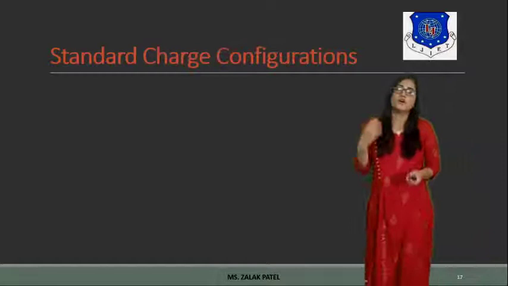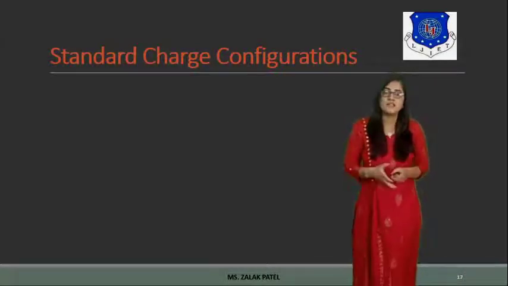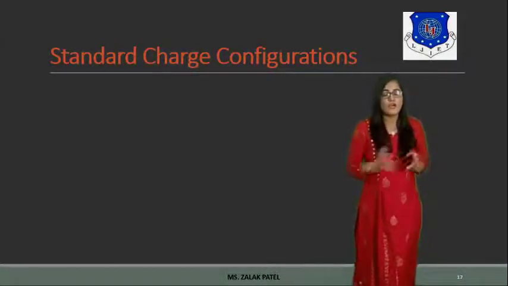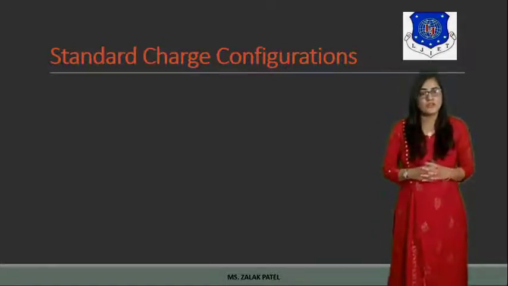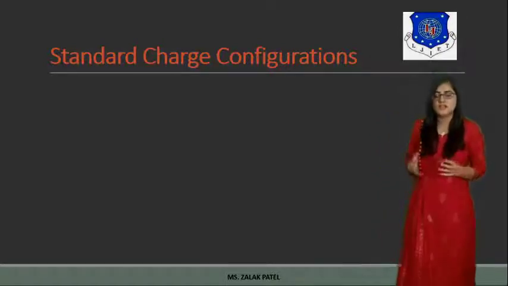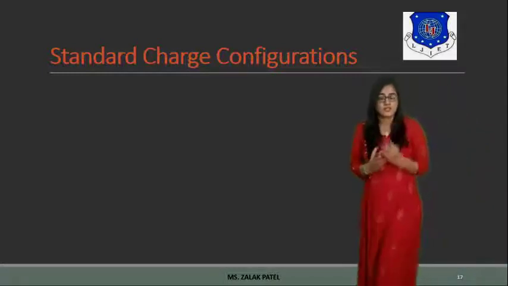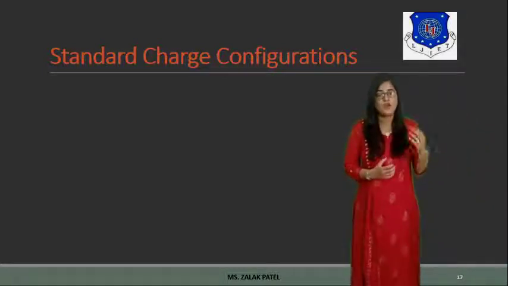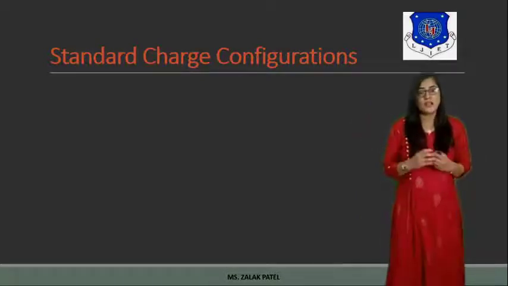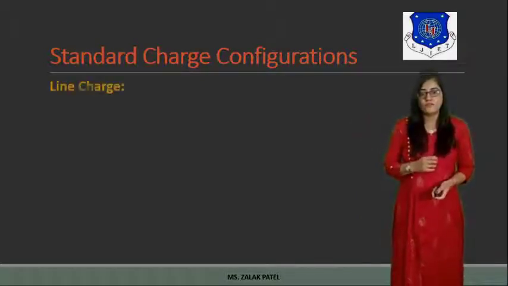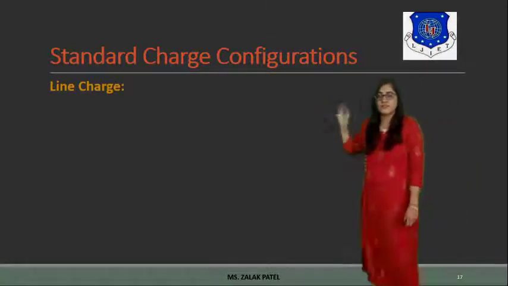Now let's go to the next topic, that is standard charge configuration. We have already discussed the various types of distribution in the first unit: the charge can be in the form of a line, a surface, or a volume. Based on this, let's see the first type of charge, that is line charge configuration.